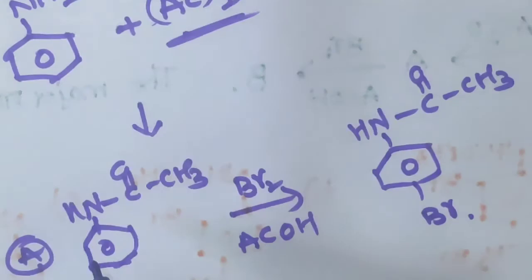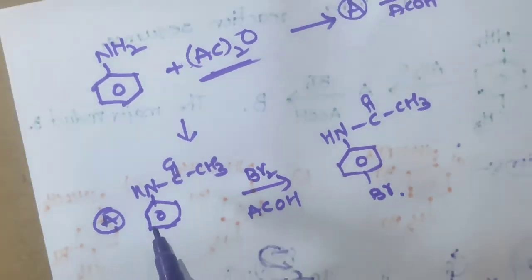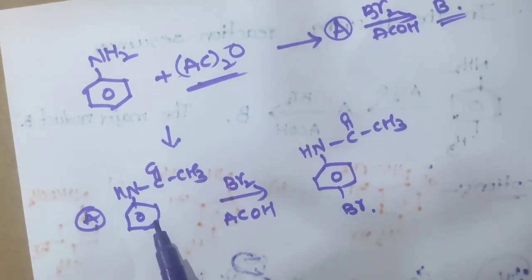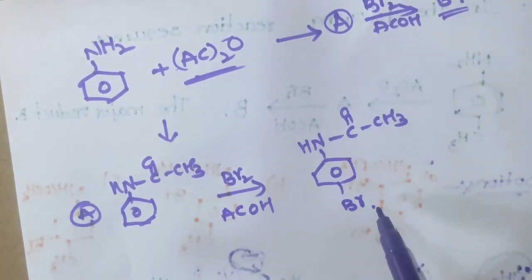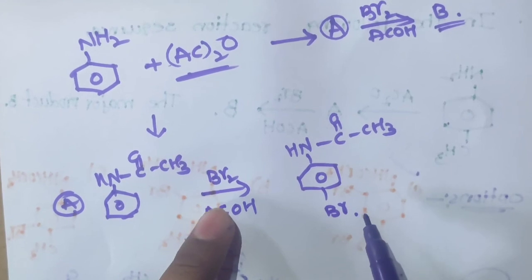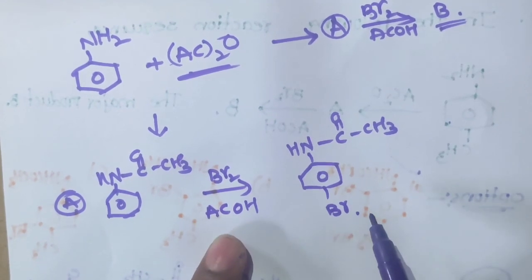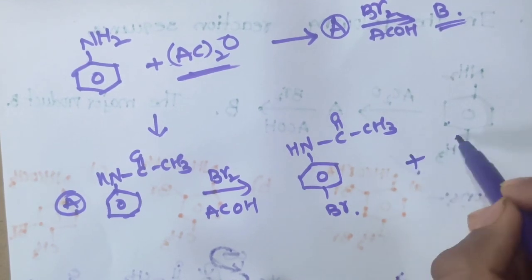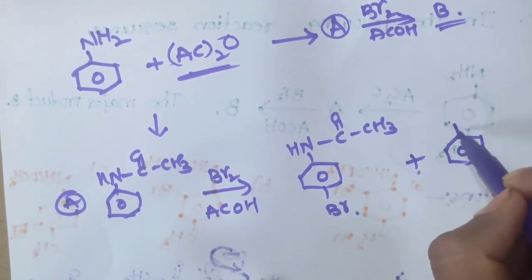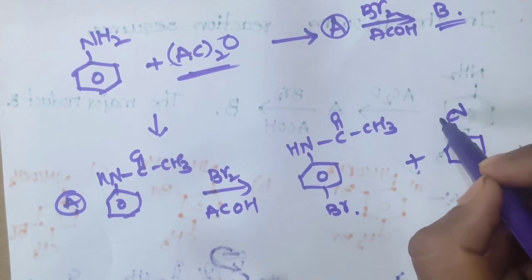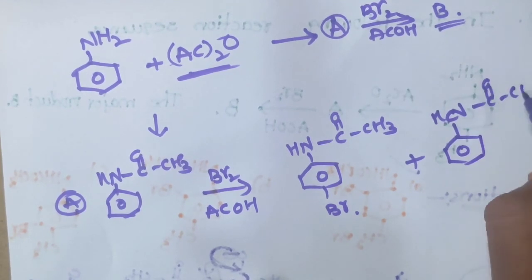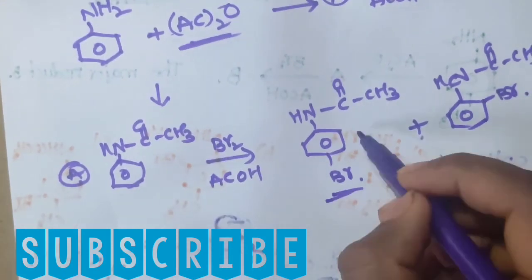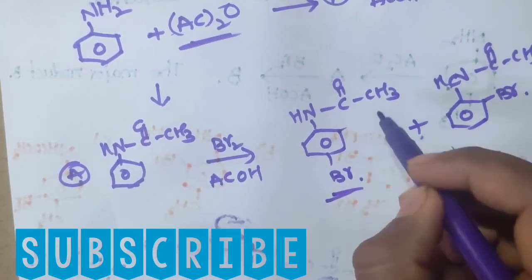Here A will be acetanilide, and this will give para-bromoacetanilide upon treating with bromine in the presence of acetic acid. Here, instead of giving ortho-bromoacetanilide, the major product will be para-bromoacetanilide, because here it has some steric repulsions.